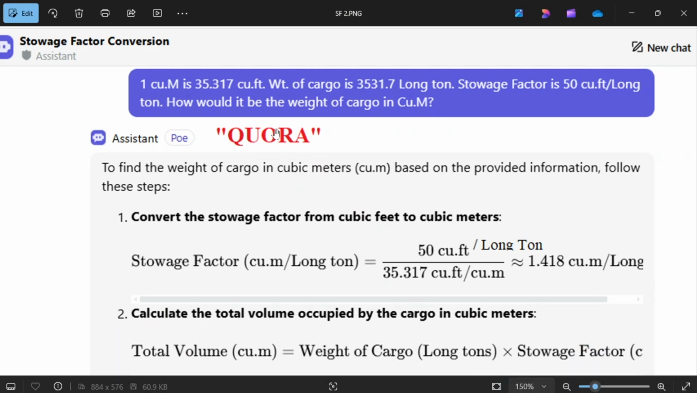so again, this is the form that I asked Quora. So I wrote this question. 1 cubic meter is 35.317 cubic feet. Weight of cargo is 3531.7 long tons. Storage factor is 50 cubic feet per long ton. What would be the volume of cargo in cubic meters? So this is the question I asked, and this is the answer of Quora.